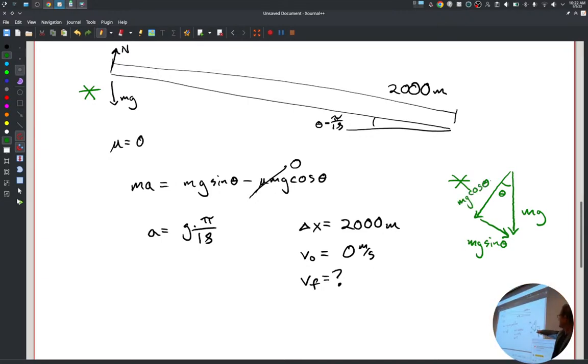This ends up coming up a lot where you have to break up a vector into its two components. One, the mg sine component is along the slope, and the mg cosine is perpendicular to it. So that's why I quickly wrote out that ma.